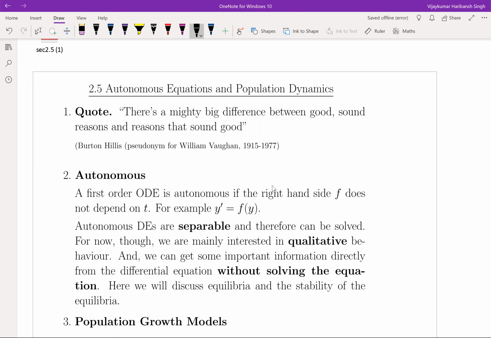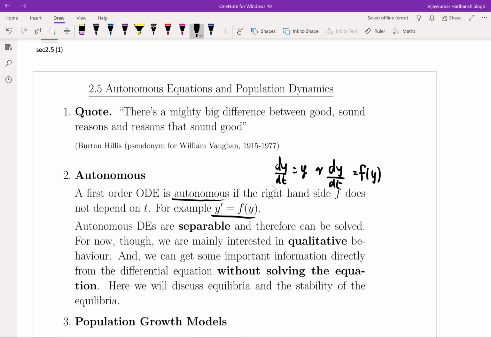A first order differential equation is called autonomous if the right hand side, f, does not depend on t. For example, if I have dy by dt equals y, or dy by dt equals some function of y, such a differential equation is called an autonomous differential equation.